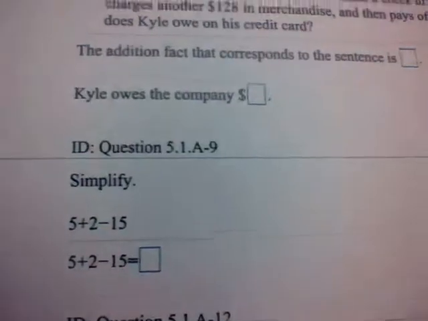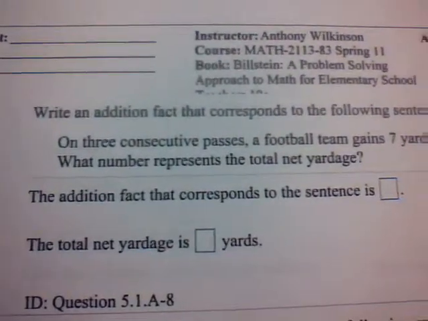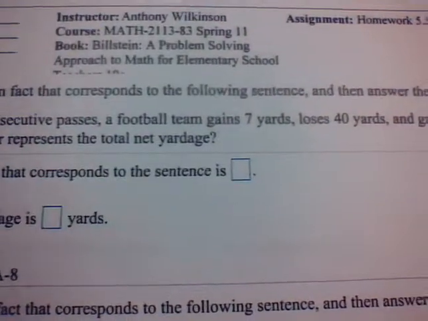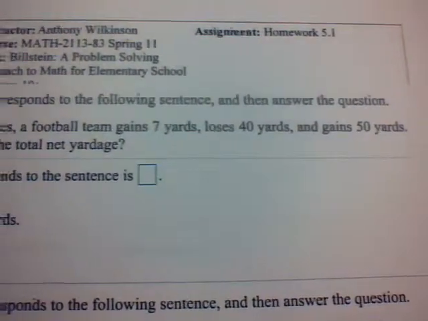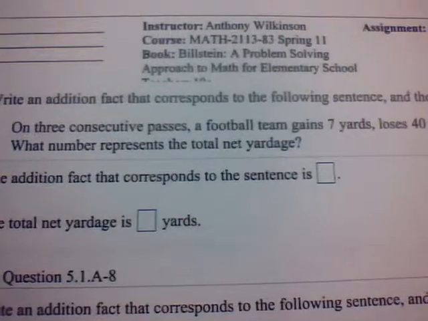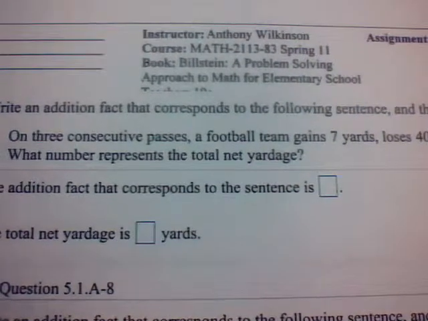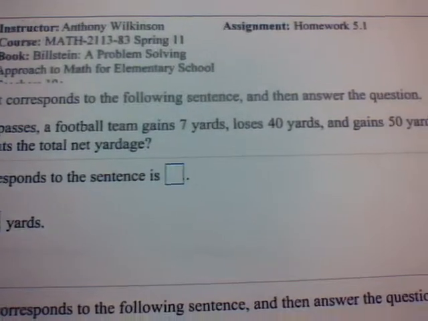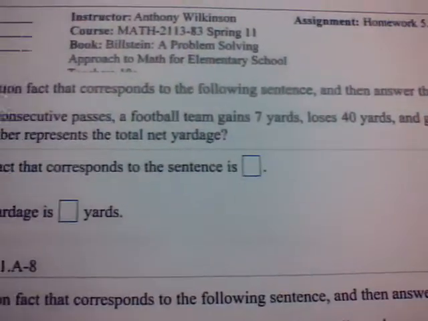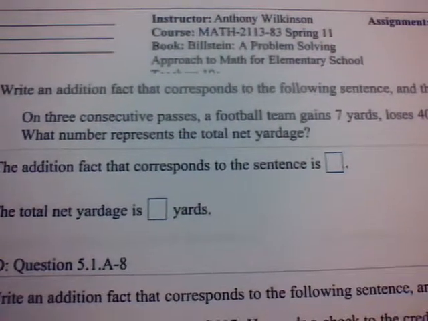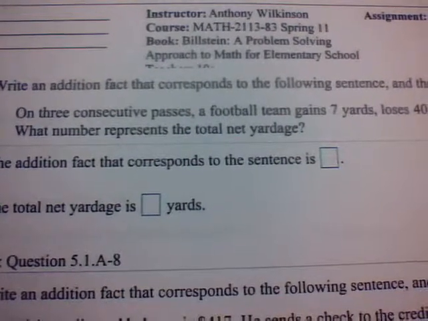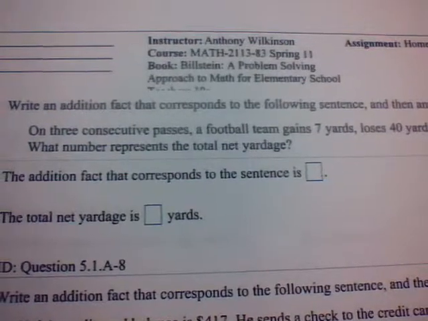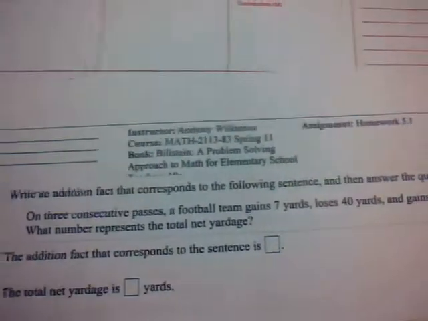Okay, let's look at problem number 5. Now here they want you to write an addition fact that corresponds to the following sentence and then answer the question. All right, here's the sentence. On 3 consecutive passes, a football team gains 7 yards, loses 40 yards, and gains 50 yards. What number represents the total net yardage? So here we want to first write an addition fact that corresponds to that sentence.